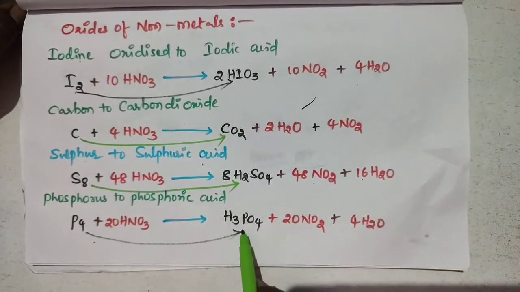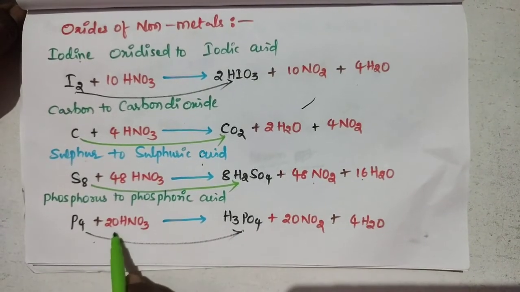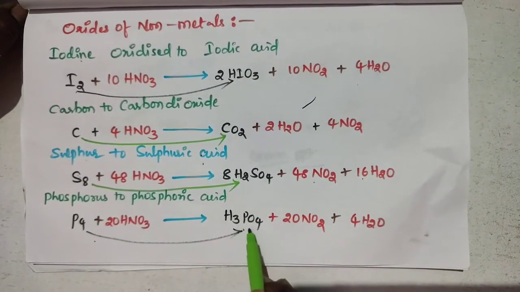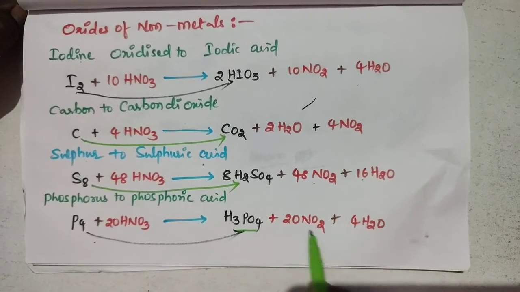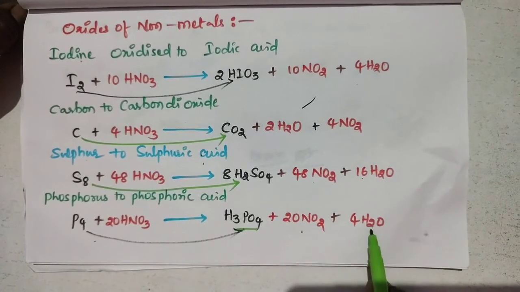Phosphorus is also oxidized to phosphoric acid: P4 plus 20HNO3, we get 4H3PO4 plus 20NO2 plus 4H2O.